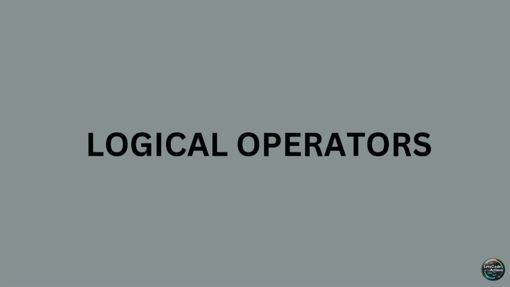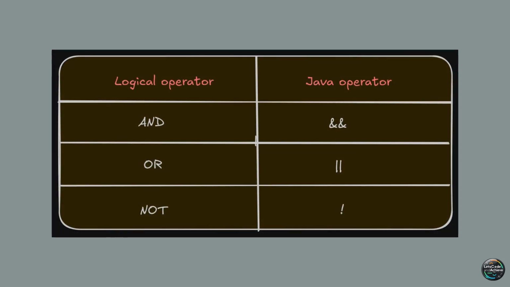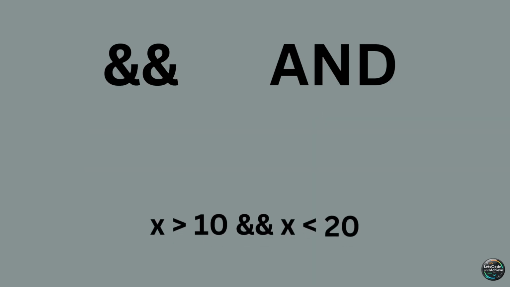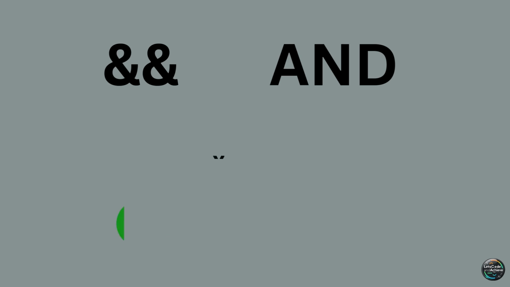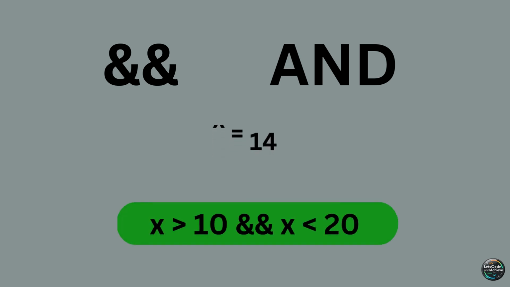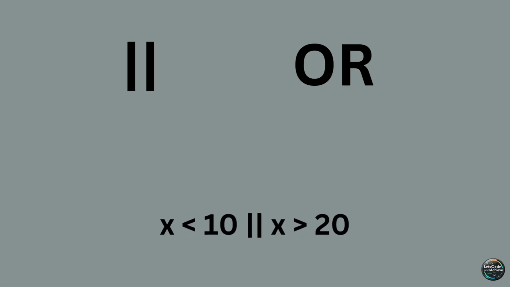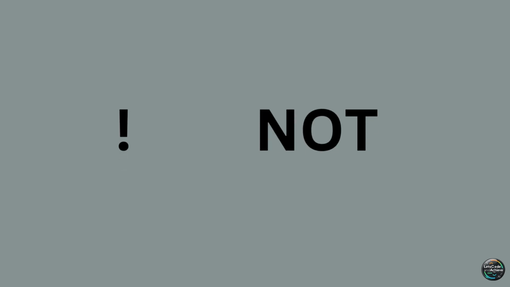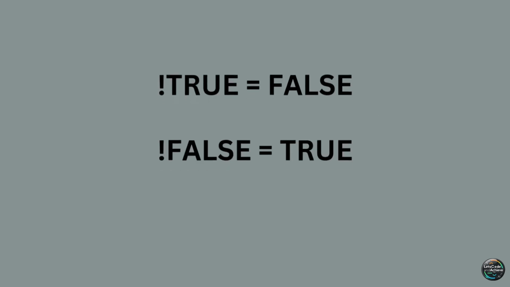Now, let's talk about logical operators, the ones that let you combine conditions and make more complex decisions in your code. For example, && means AND. Both conditions must be true. So, x greater than 10 and x less than 20 checks if x is between 10 and 20. || means OR. At least one condition must be true. So, x less than 10 or x greater than 20 checks if x is either less than 10 or greater than 20. ! means not. It reverses the condition. So, not true means false. Similarly, not false means true.